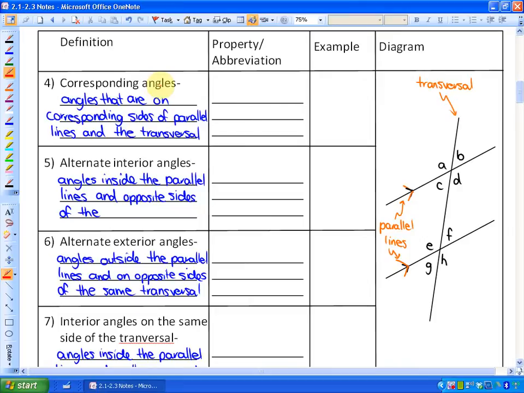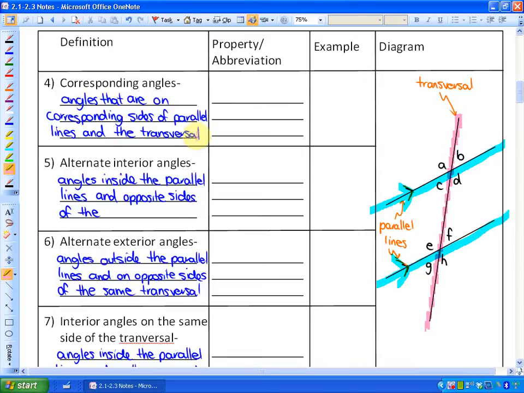All right, definition number 4 is corresponding angles. In the next 4 definitions, we're going to look at angles that are specifically related to two parallel lines and a transversal. So again, as we saw at the beginning of this lesson, we have two parallel lines, in this case these two blue ones, and a transversal, this pink one here. Okay, so parallel lines and a transversal. All right, the first definition is corresponding angles, and corresponding angles are angles that are on corresponding sides of the parallel lines and also on corresponding sides of the transversal.